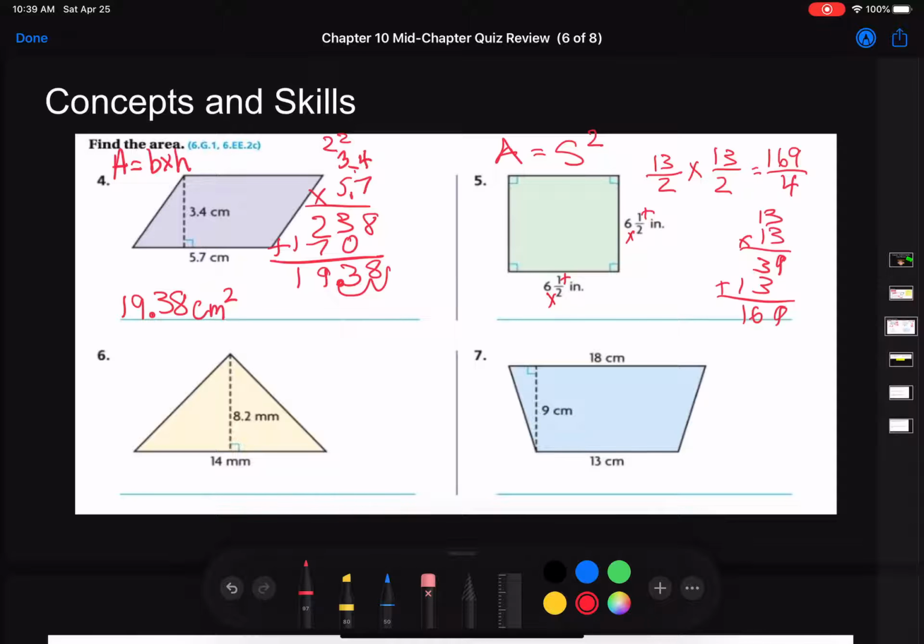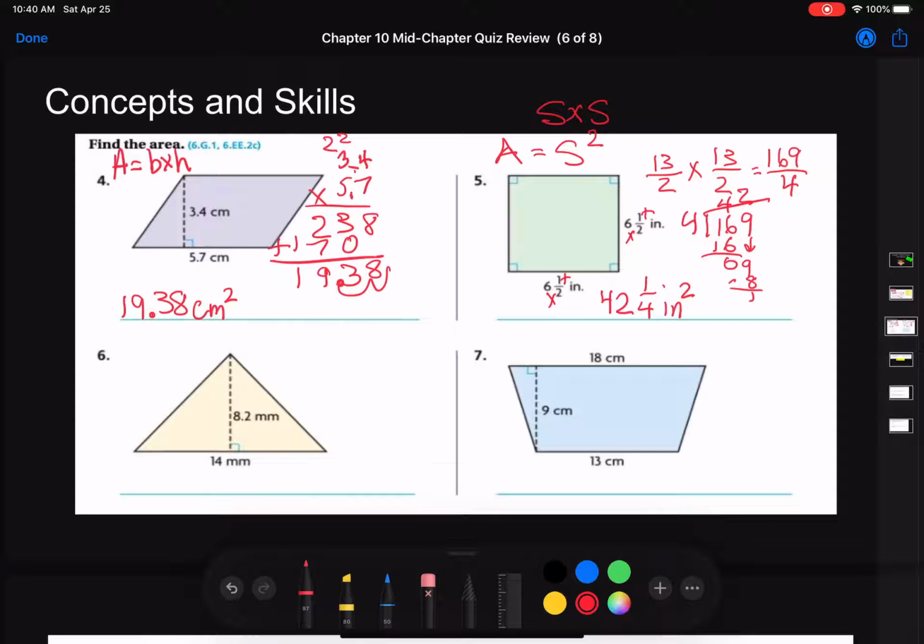I'm going to erase this right here, just so I'm going to try to keep it somewhat neat because it could get messy. So now you have 169 over 4 because we did side squared, so side times side. Because remember, side squared just means side times side. Those are S's, not 5's. So now you just need to change your improper fraction back to a mixed number. So 4 goes into 16 4 times. You're going to bring that 9 down. It's going to go in 2 times. Okay, and you have 1 left over. So you're going to put that 1 over the 4. So it's going to be 42 1/4 inches squared.